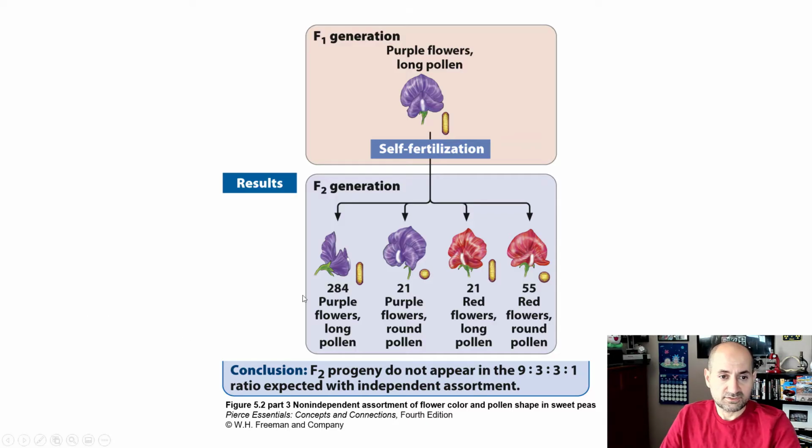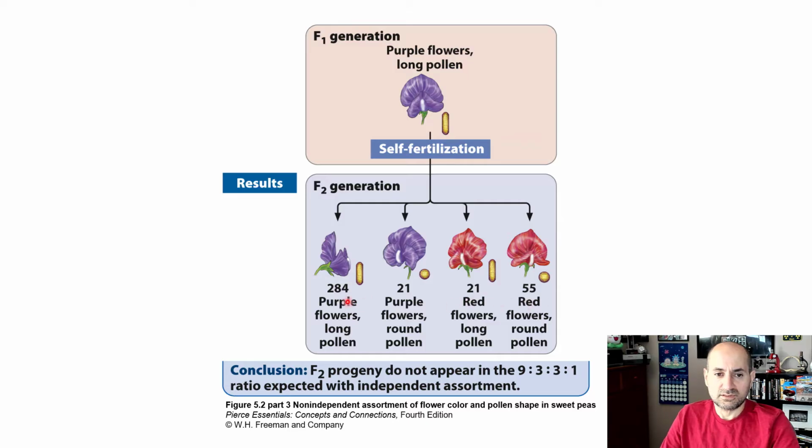And what we see is this. We see a 284, 21, 21, 55. That's really weird. That is not exactly our 9-3-3-1 ratio that we expect to see. We expect to see 9 parts purple long pollen, 3 parts purple round, 3 parts red long pollen, and only 1 part out of 16, 1 part red with round pollen.